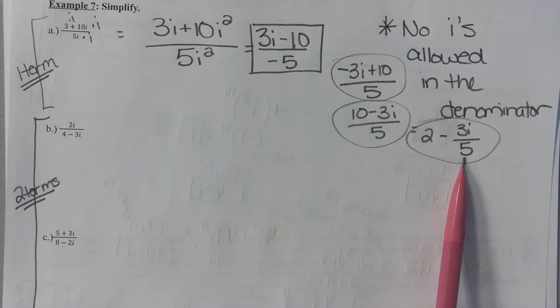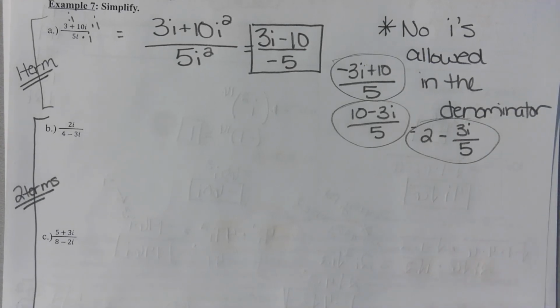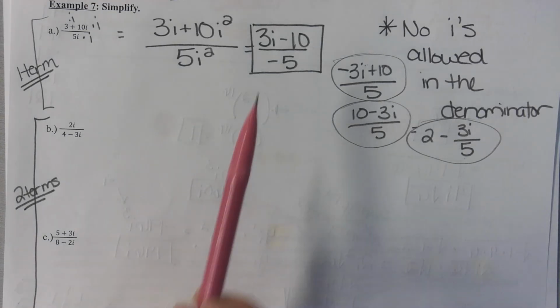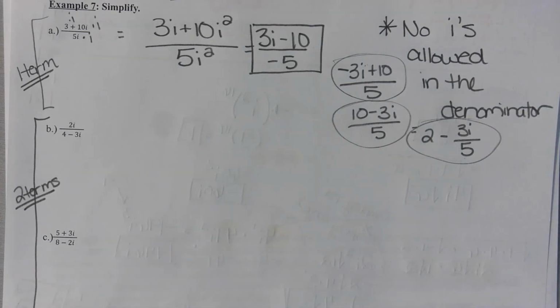That's kind of how I feel about these answers, okay? We've got probably a good, better, best situation, but they're all going to get full credit. Does that make sense? So any of these are full credit, so you can write it however you'd like. The goal is to get rid of the i in the denominator. That is the goal. All right, look at part B.